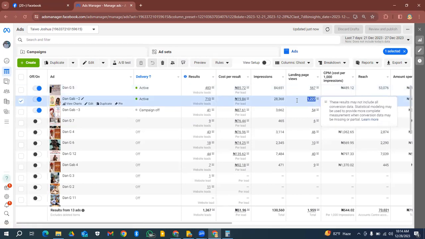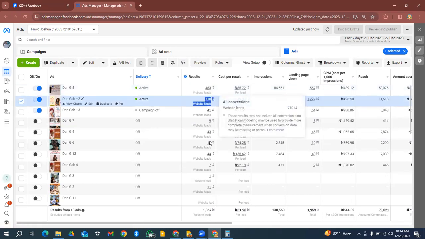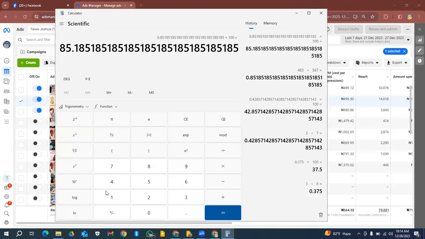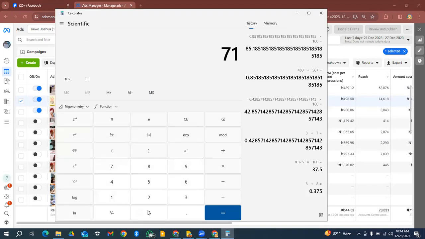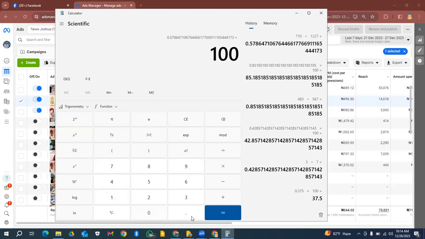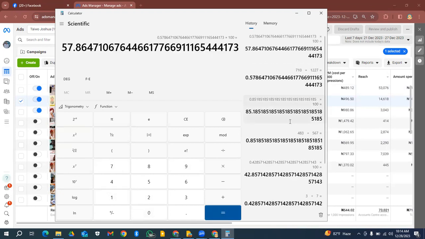So this is around 1,227 landing page views and 710 people. So this should be much lower, right? So let's do 710 divided by 1227 times 100. You can see this is even much less. So the same page, right? The first one showed us that it was converting at 80-something%, while this one is telling us that it converted at 57%.